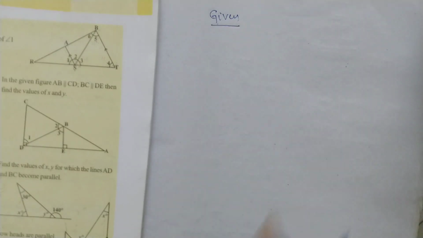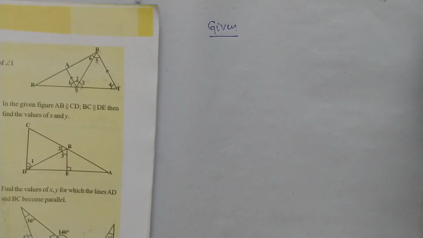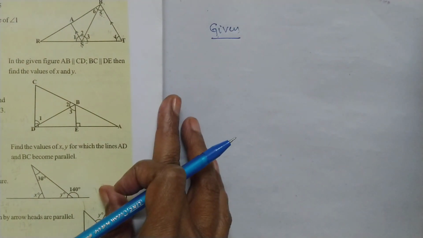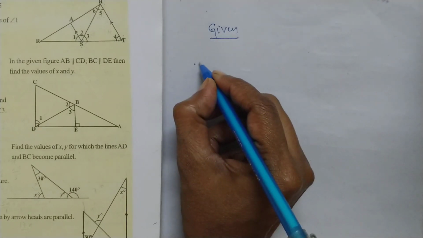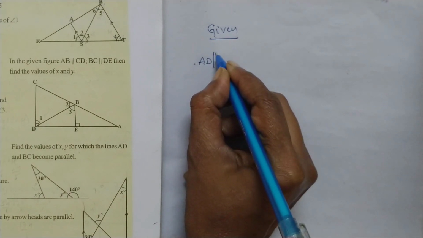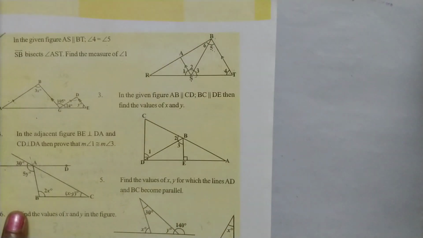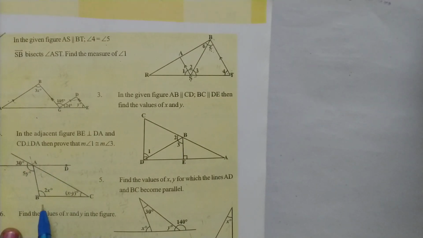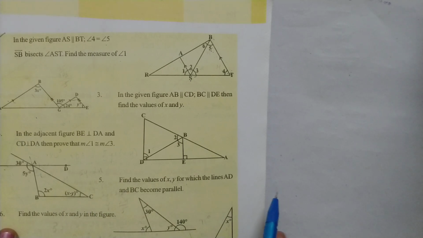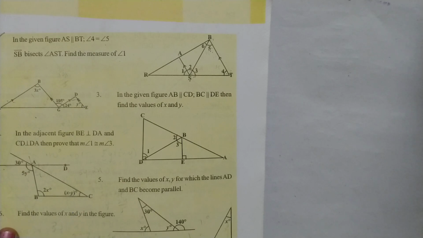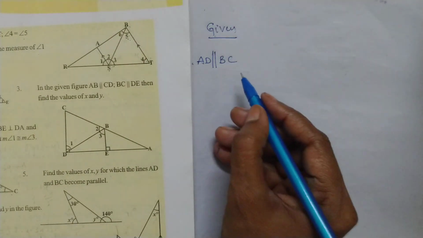Given, in this figure, AD is parallel to BC. Then we can take this AC line as the transversal.